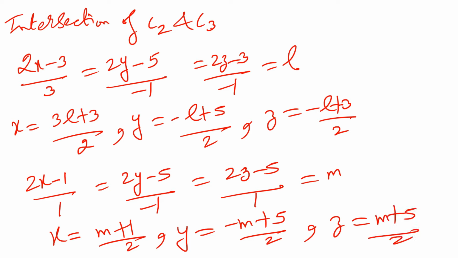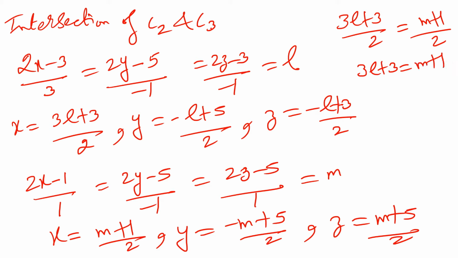Now you know the process. We'll be equating the values of x, y and z, and after that we'll be getting the equations and we'll solve. Now let's equate the values of x first. We'll be getting (3L + 3)/2 = (m + 1)/2. So that means 3L + 3 = m + 1, or m = 3L + 2, right? So this is the first equation.